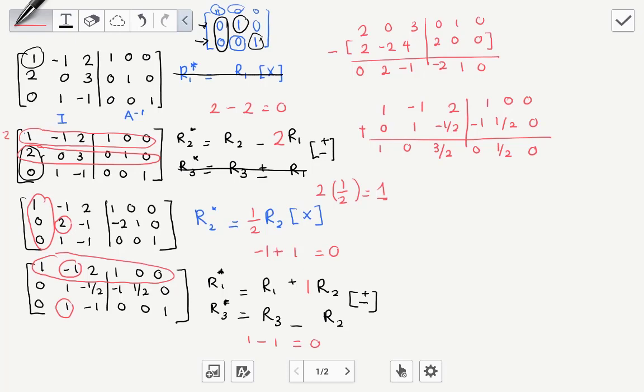Next, we're going to take R3. Copy your R3: 0, 1, negative 1, 0, 0, 1. So that's your R3. We're going to minus with R2. R2 is 0, 1, negative 1 over 2, negative 1, 1 over 2, 0. So what are we going to do?